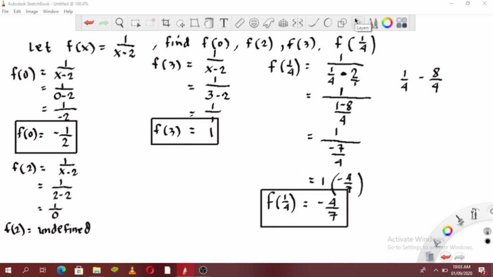So, kinakailangan lang po natin mag-practice because in mathematics, it's a skill. So, we need to practice our skill para gumaling tayo rito. So, that will be all for today.